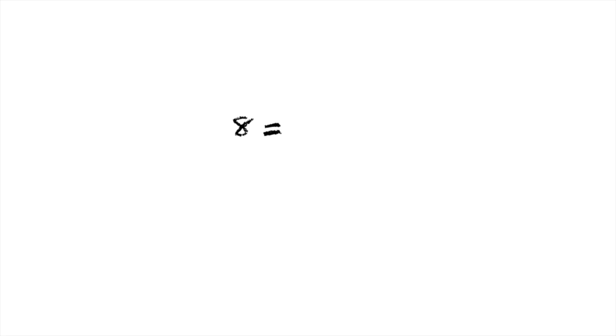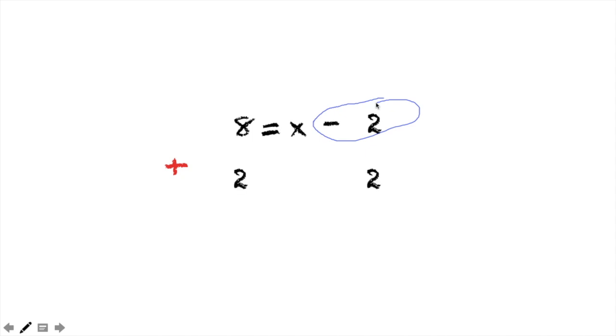Let's say we have 8 is equal to x minus 2. Here we see that 2 is subtracted from x. If subtraction is the inverse of addition, then addition must be the inverse of subtraction. Here we need to undo negative 2, and we will do it by adding 2 to both sides.